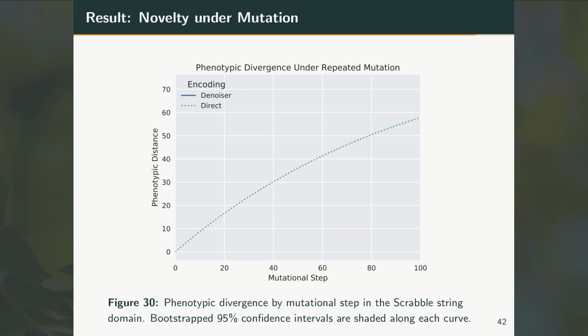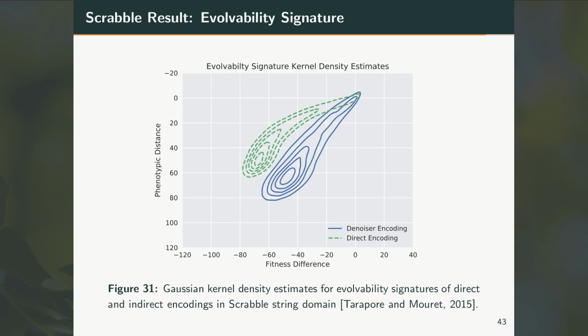We can also look at phenotypic divergence under repeated mutations. So the novelty, kind of the second part of the evolvability question, right? Compared to the direct encoding, with the denoiser we see greater, more rapid phenotypic divergence by mutational step. Again, 95% confidence intervals are shaded.